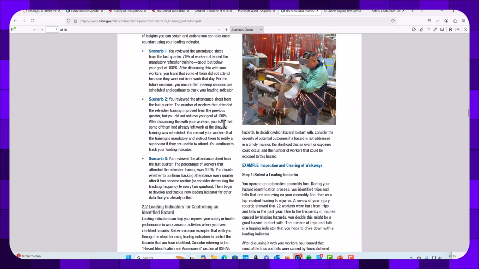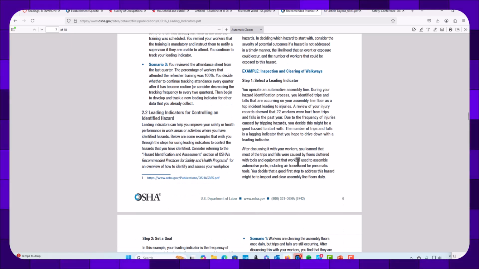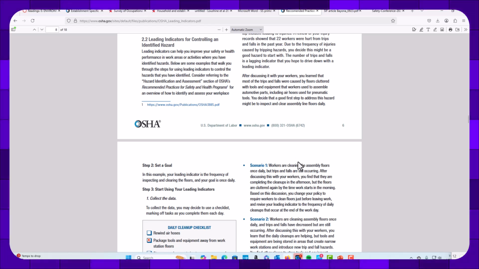Let's see, attendance, inspection and clearing of walkways. Yeah, I mean, self-correction and reporting would be a good thing. Measuring people taking the time to clear things, measuring pride in people's work so they do keep it organized, I think is a good thing.